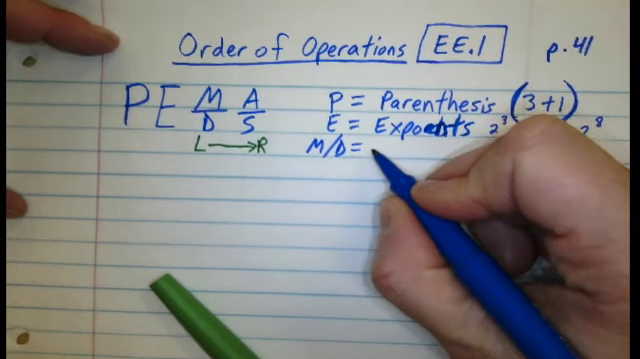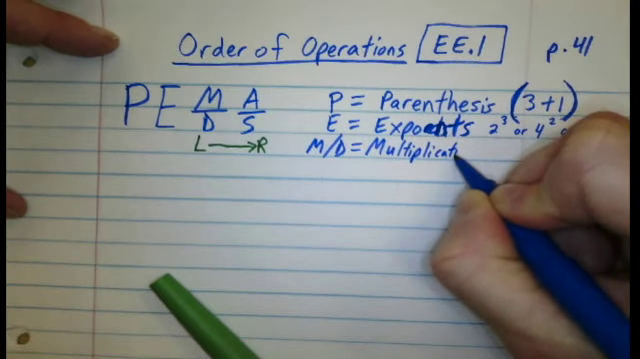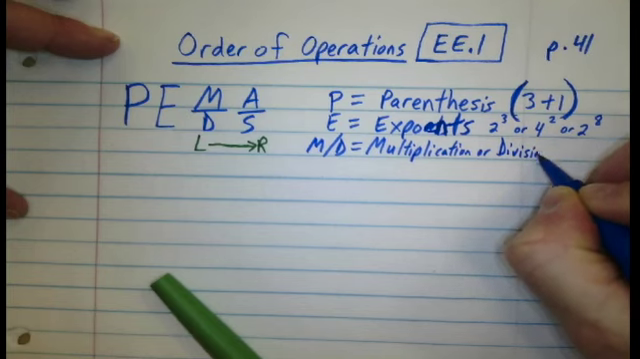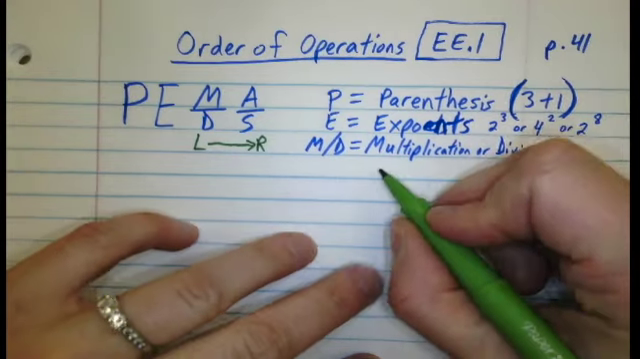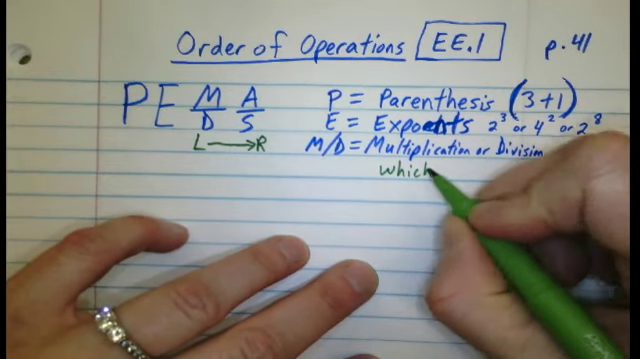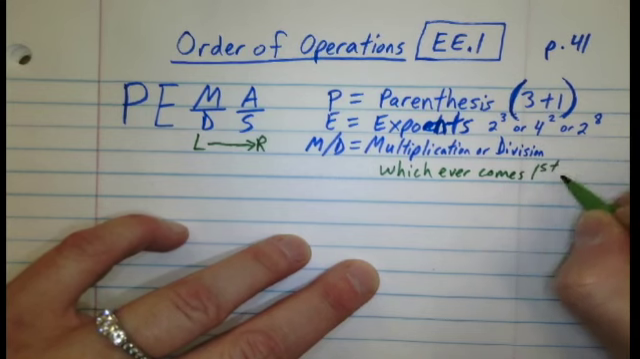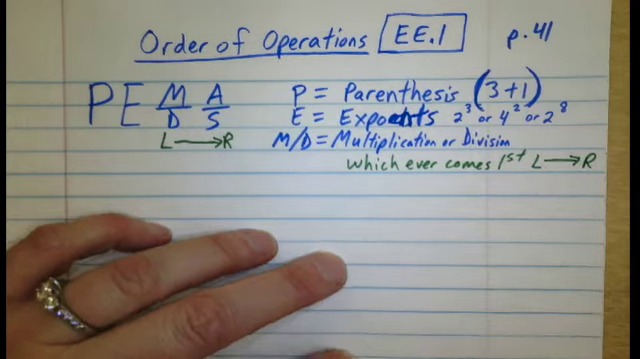The next one I like to write next to each other, in this case multiplication or division, and that is whichever comes first when working the problem left all the way over to the right side of the problem.